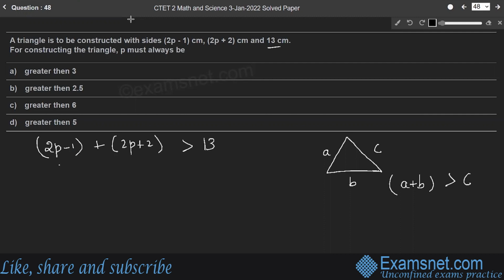Let us solve this. 2p plus 2p is equal to 4p. 4p plus 1 is greater than 13. So 4p is greater than 12. Then p must be greater than 3. So here, for constructing the triangle, p must always be greater than 3. Option A is the right answer.